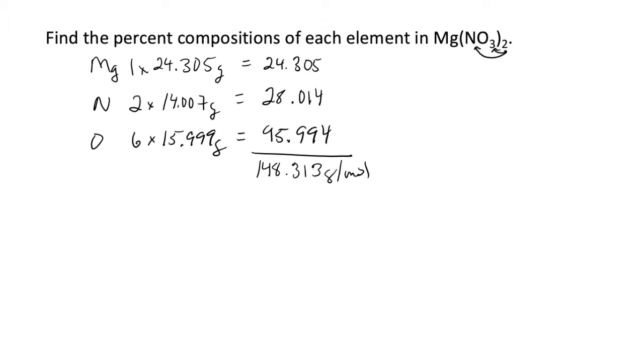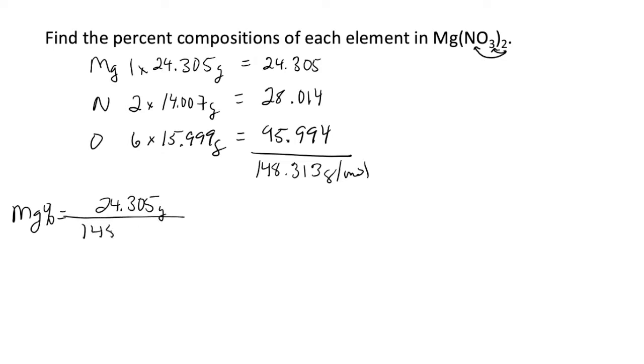Now that we have the mass of each type of element in this compound plus the total mass of the compound, we're going to start with the percent mass of magnesium, which is going to equal the mass of the element in the compound divided by the total mass of the compound times 100. I am going to round these to 2 sig figs, which will give us 16% composition of magnesium.